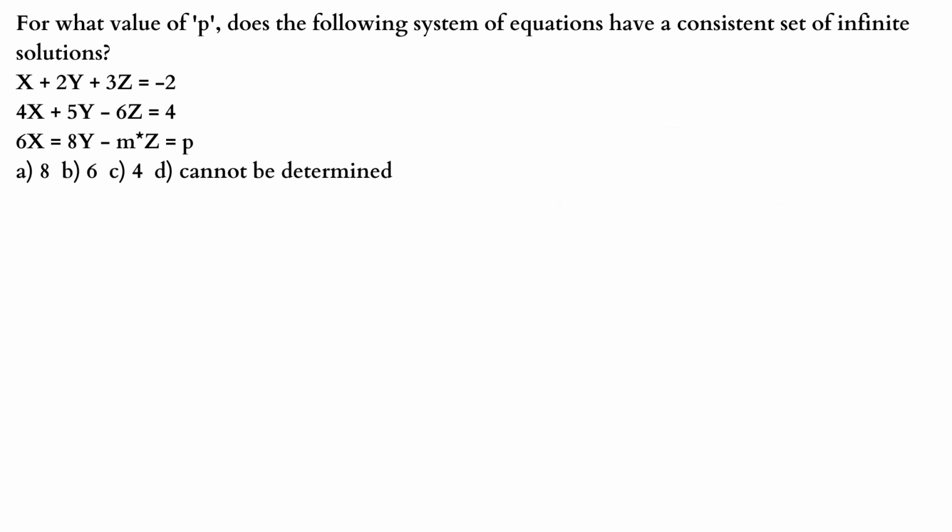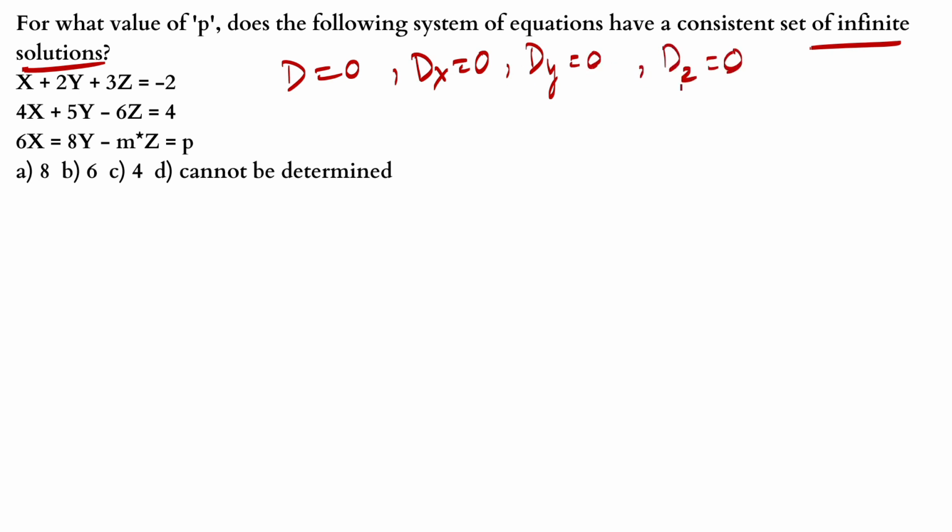For what value of p does the following system of equations have a consistent set of infinite solutions? If you remember the condition for infinite solutions, det is equal to 0, det of x is equal to 0, det of y is equal to 0, det of z is also equal to 0. If not, just refer to the previous slides, right? This is the condition.